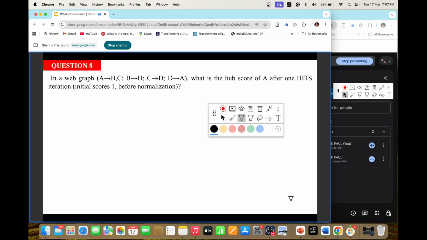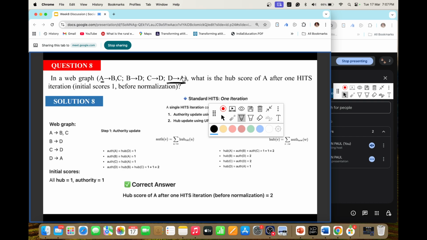So in a graph, A follows B and C, B follows D, C follows D, and D follows A. What is the hub score of A after one HITS iteration? Okay, so we have to understand that A is followed by D. So after one iteration, what is the hub score?